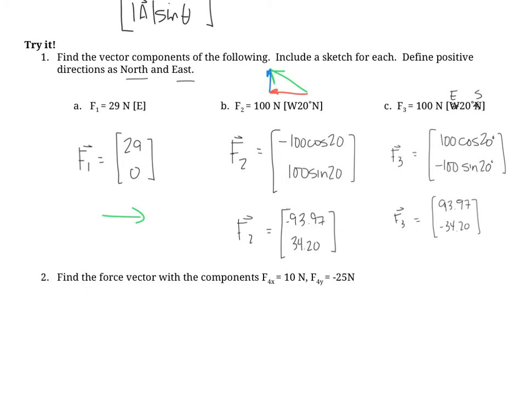Same thing for the third one. So I just changed those two directions. So east and south is going to be going like that. So the x component is going to be positive to the right, and the y component is going to be down. So I had to manually put in that negative there. Okay? Try question 2 yourself now.